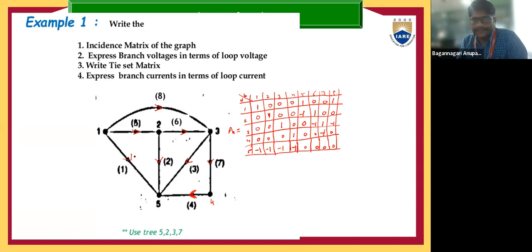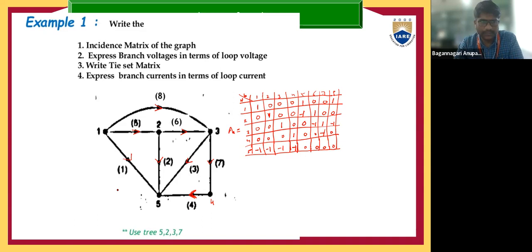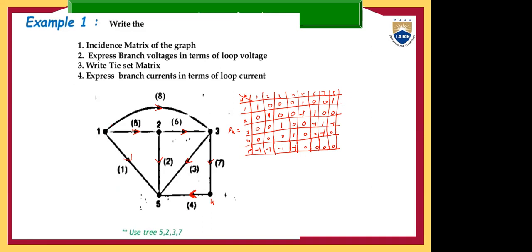Similarly, write a Tieset matrix. Let us do 2 and 4 later on, where we will write the branch voltages in terms of loop currents and loop voltages. But write the Tieset matrix. So what is the first thing we have to do for writing a Tieset matrix? First, we have to know the number of twigs and links to draw the tree diagram.